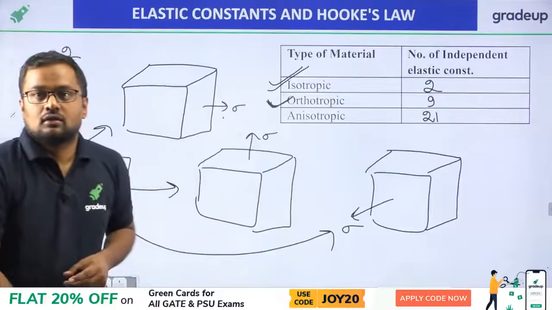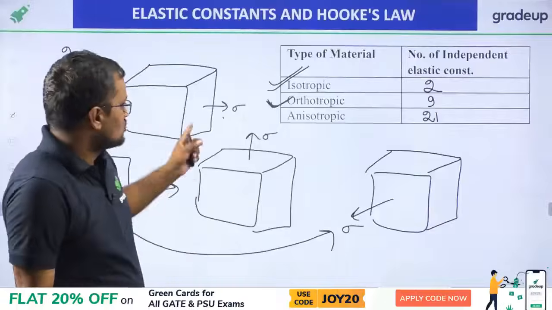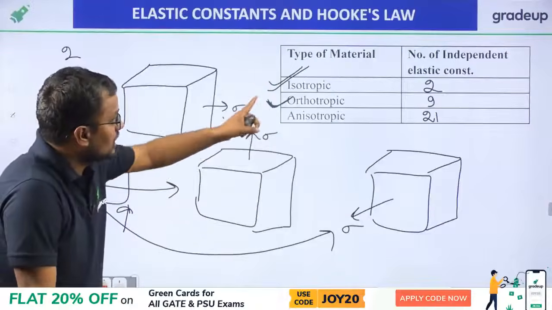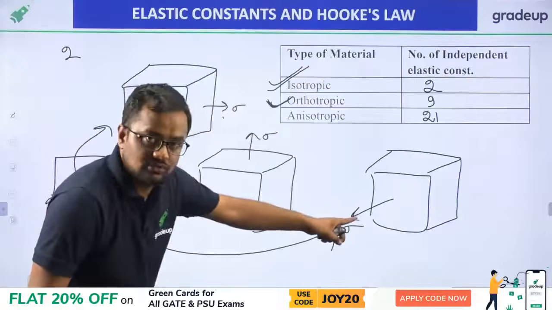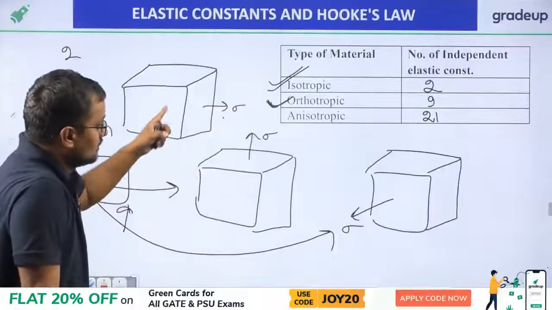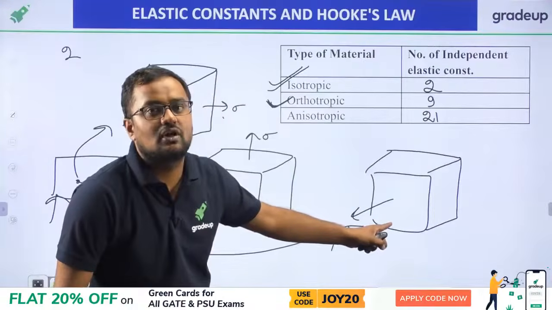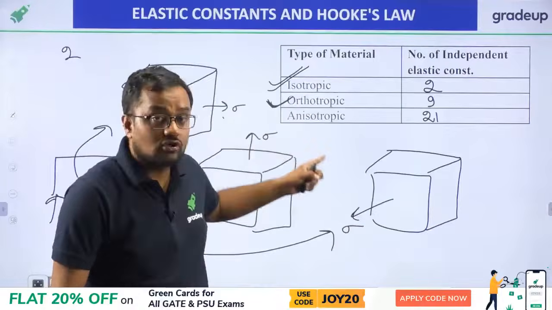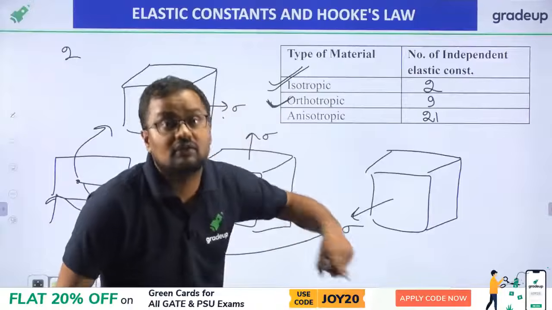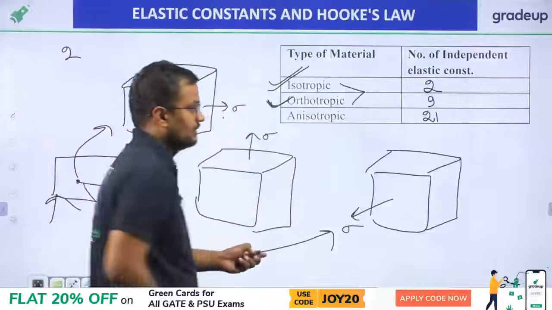My friend, I am again telling you just in brief, for isotropic, all 3 will be having the same strain. For orthotropic, these 3 will have only normal strain, but they can be of different magnitude. And in anisotropic, these 3 will be having normal strain of different magnitude and they will be having shear strain also. In these 2 cases, no shear strain.